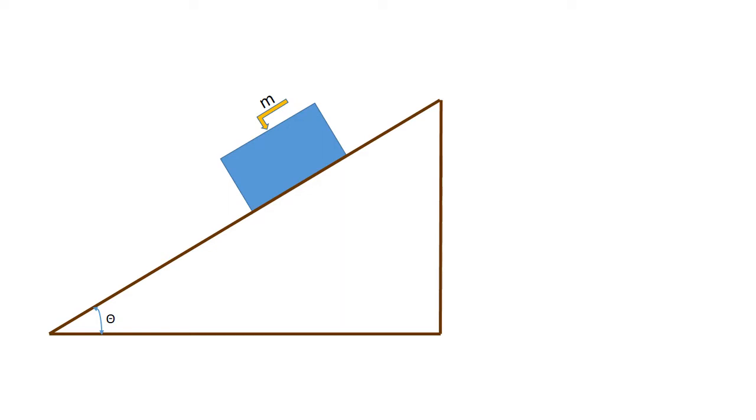We all know that there is a gravitational force acting on any body, which is of magnitude m times the acceleration due to gravity, which is g. So let's try and get a little more elaborate onto it.